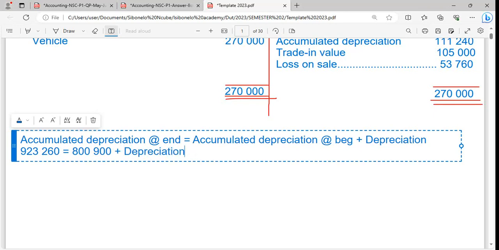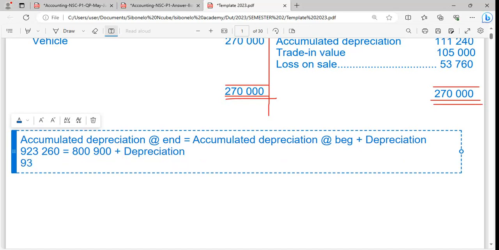So now guys, we can see that here we have unknown A1, which is depreciation. Once you have one unknown, you can solve for that unknown. So now how do we solve this? We're going to take 923,360 and transpose.